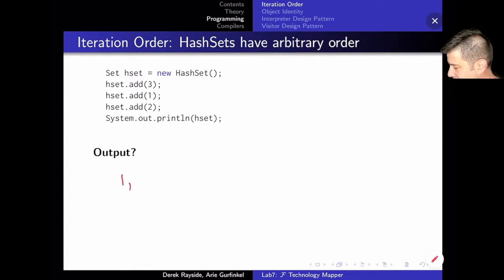All right, so 1, 2, 3 is possible. This is ordered. And also 3, 2, 1 is possible. And maybe 2, 3, 1 is possible. But are they actually possible? If you write this program in, say, Java 11 and you run it, can you actually get all the different orders that we saw?